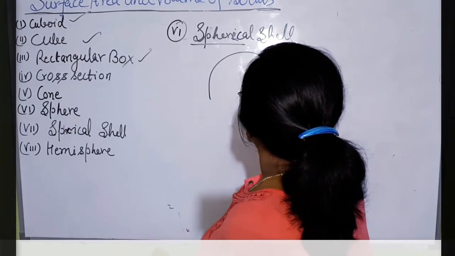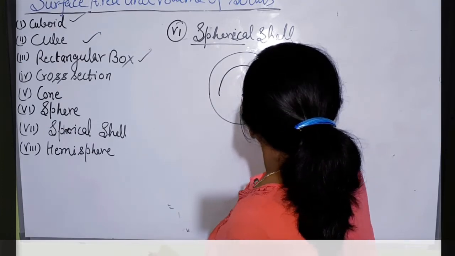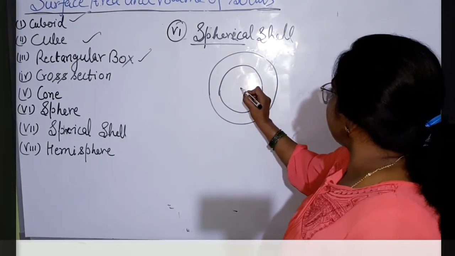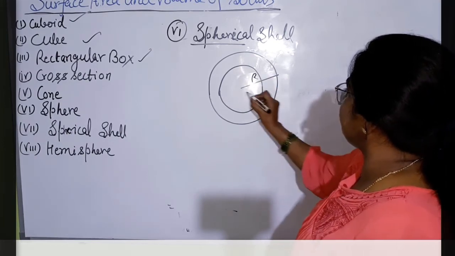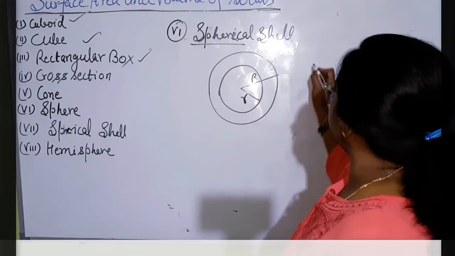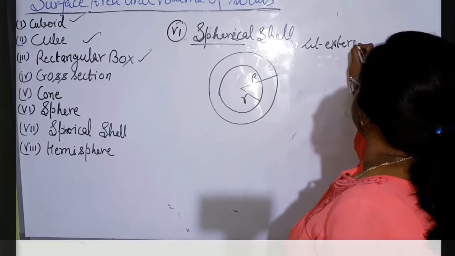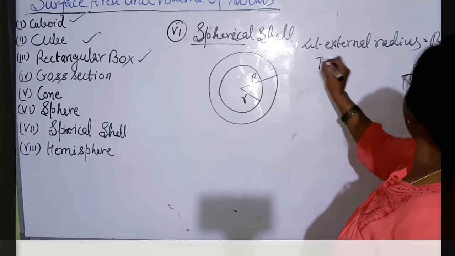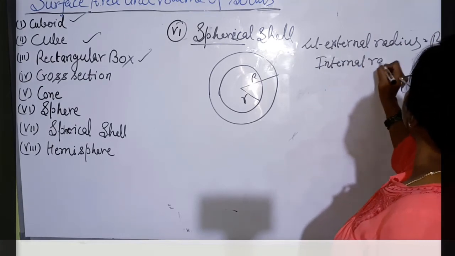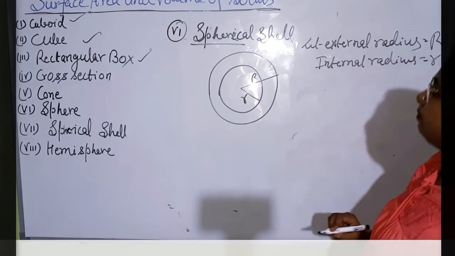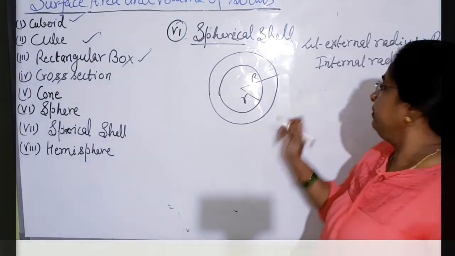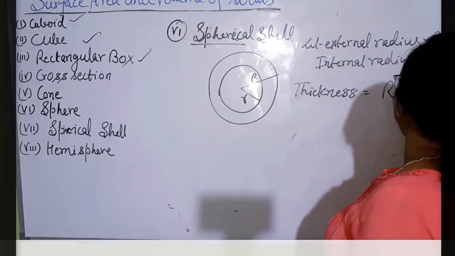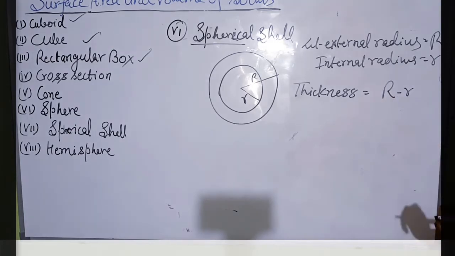A spherical shell looks like this in two dimensions. Suppose its thickness: the external radius is capital R and the internal radius is a small r. Then the thickness of the shell is equal to capital R minus a small r.